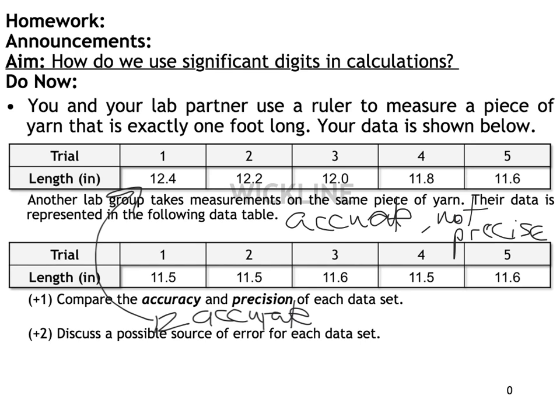Now down here we can apply the same rules. 11.5, 11.5, 11.6, 11.5, 11.6. Those numbers are really close together, so we're going to call those precise. But they're not averaging out to be 12. So I'm going to call those numbers precise, but not accurate.